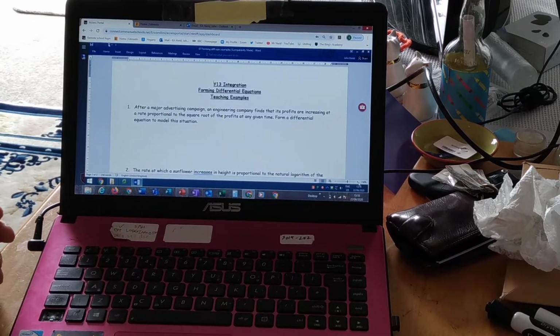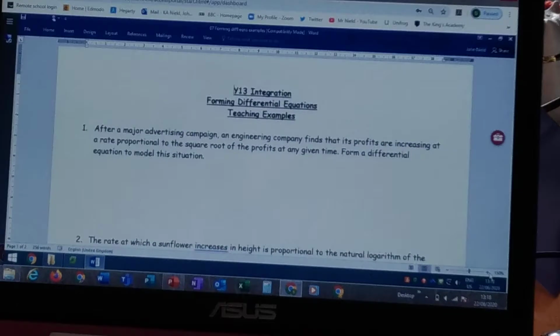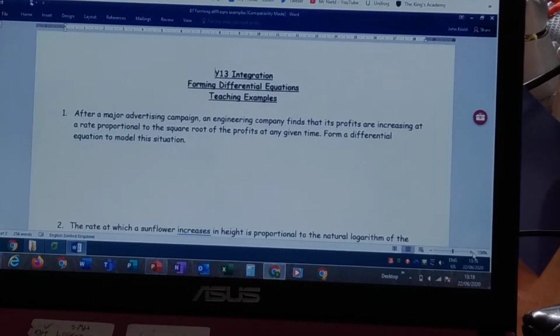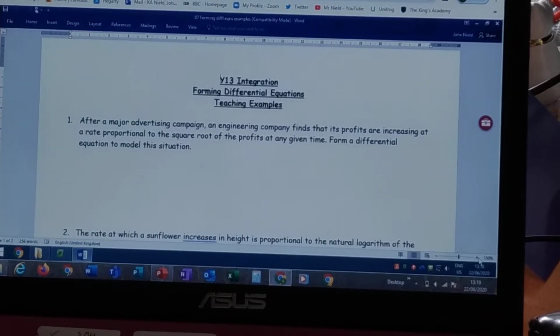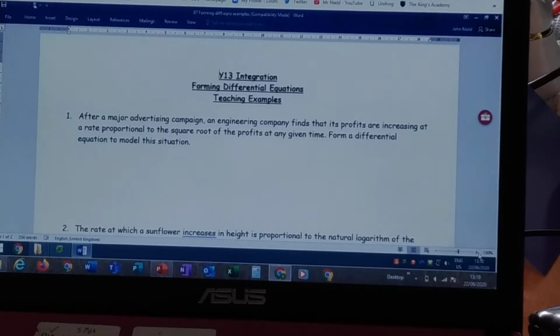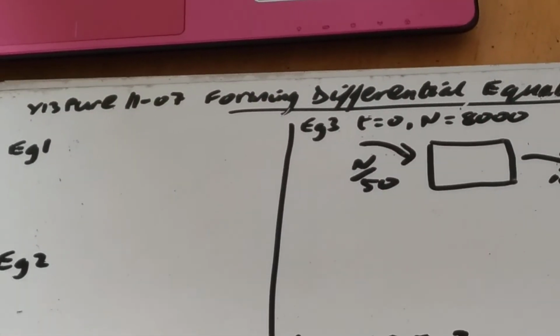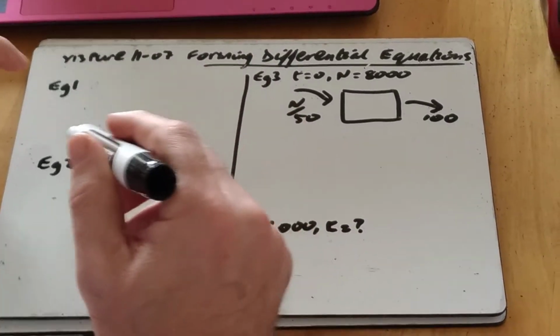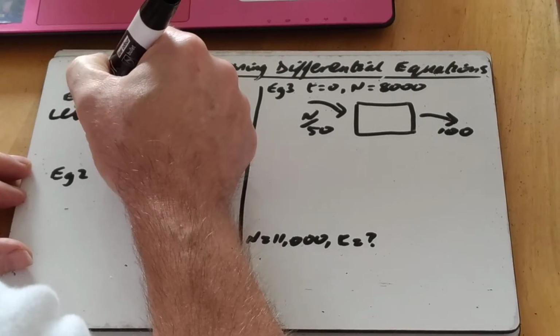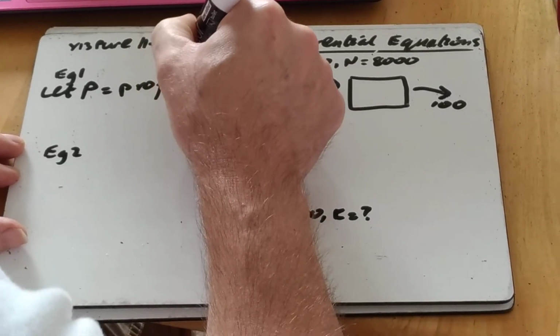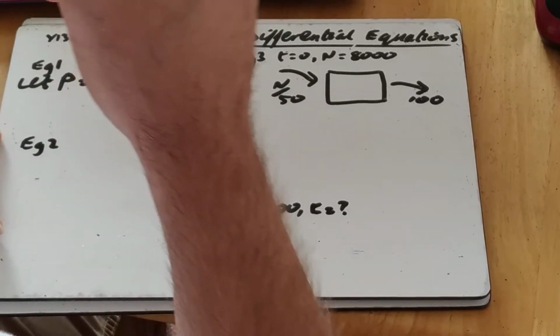So example 1 says, after a major advertising campaign, an engineering company finds that its profits are increasing at a rate proportional to the square root of the profits at any given time. Form a differential equation to model the situation. Well, since they haven't specified, it's probably a good idea to say let P equal profits, so we know what we're using as our variable, and then rate of increase.